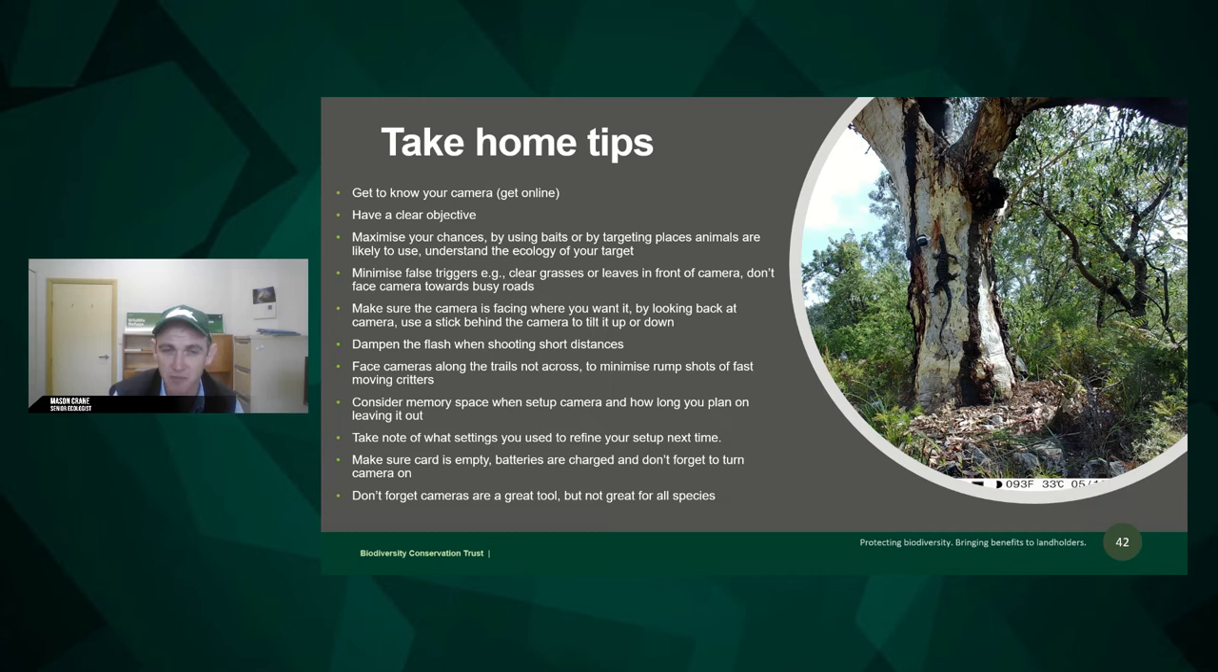Make sure the camera's facing where you want it. And the best tip is get down, lay down on the ground or get up against a tree and put your head where that target area is and make sure that camera is looking straight at you. There's nothing more frustrating than the camera's not in the right place and you're just getting tails and rumps of animals that you can't identify. Dampening that flash is something that you need to have a crack at if you're going to try and go for small mammals.